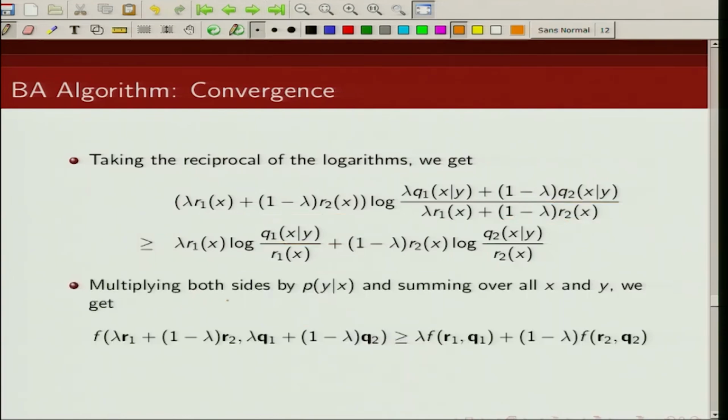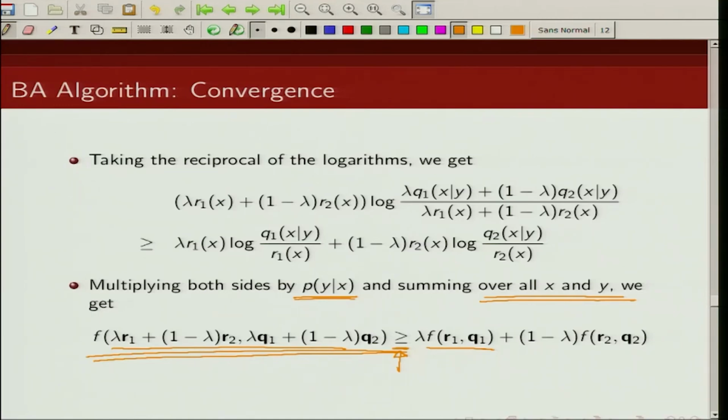Next I multiply both sides by P of y given x and sum over all x and y. If I do that, what I get on the left hand side is the function evaluated at lambda times r1 plus 1 minus lambda times r2 and lambda times q1 plus 1 minus lambda times q2, which is greater than or equal to lambda times the function evaluated at r1 q1 plus 1 minus lambda times the function evaluated at r2 q2. And we know from the definition of concavity that if the function evaluated at this is greater than or equal to the expected value of the function, basically this is the condition for concavity. So this shows that the function f is a concave function.